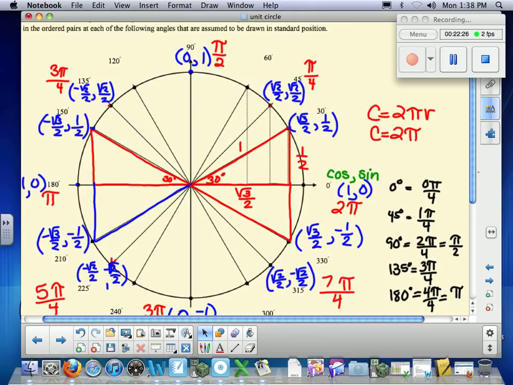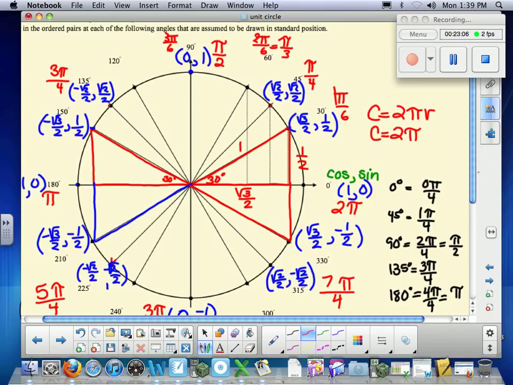Now we haven't talked about the 30-degree angles in terms of radians. Are you ready? Okay. Radian measure for 30 degrees is pi over 6. So if I go another 30 degrees, that's 1 pi over 6. So 60 degrees would be what? Pi over 3. 2 pi over 6 or pi over 3. So 90 degrees would be 3 pi over 6 or pi over 2.